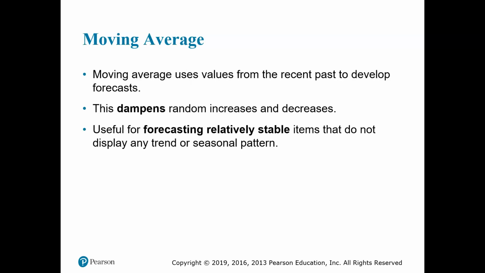The first forecasting method we're going to learn about is the moving average. Moving average uses values from the recent past to develop the forecast. It's useful for forecasting relatively stable items that do not display any trend or seasonal pattern. It's called the moving average because we're taking the average of a certain number of past data, and as we go through the time period, our average is going to be moving.